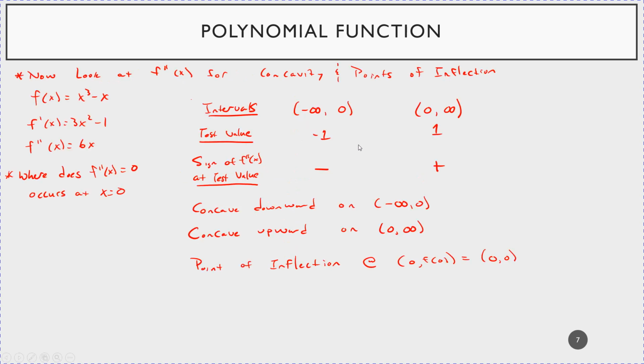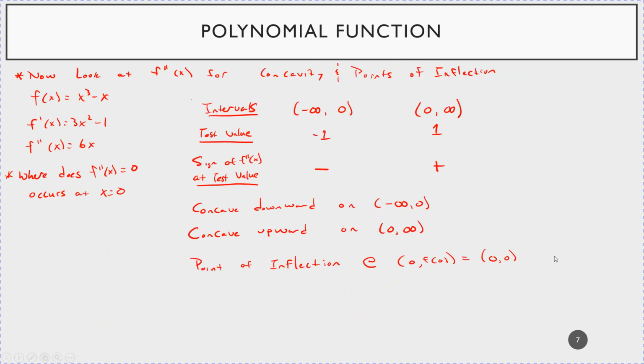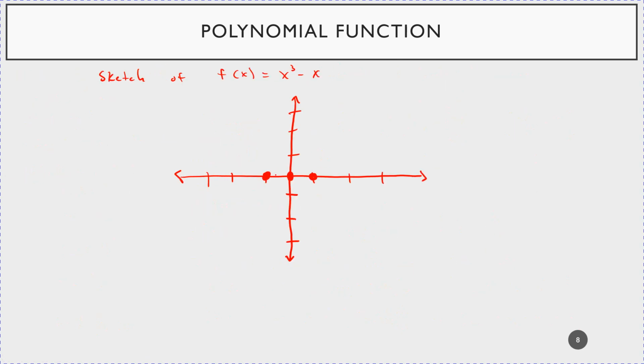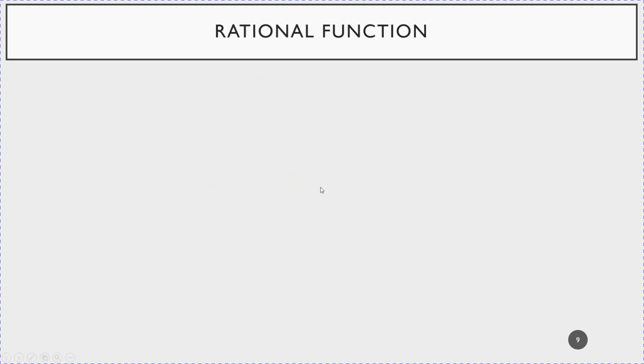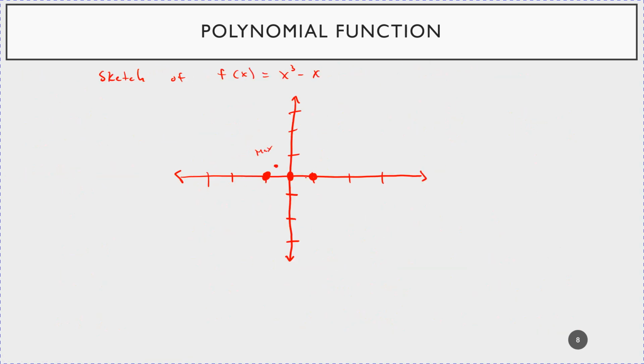Next, I'm going to eyeball the extrema. So I have a relative max at negative 0.577, 0.385. So that's over here, roughly here. I'm just super eyeballing it. I know that's going to be a max. And then here I have a min at 0.577, negative 0.385. It's roughly here. So that means that's a min.